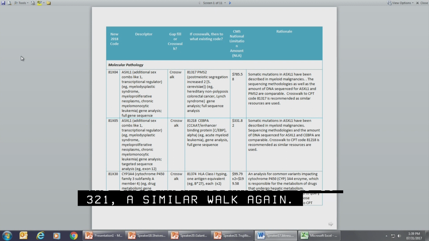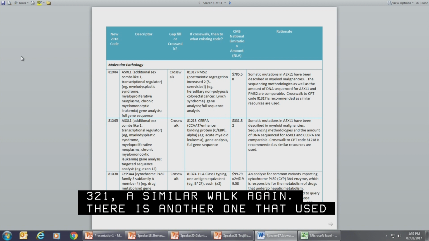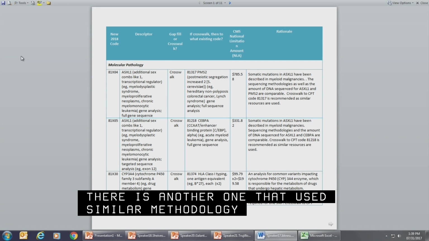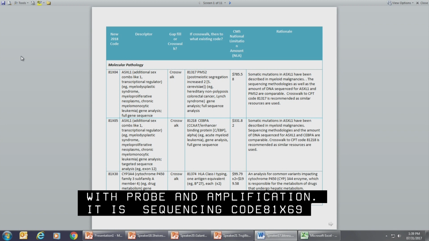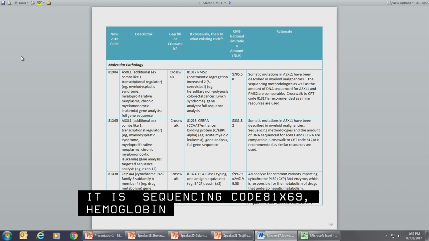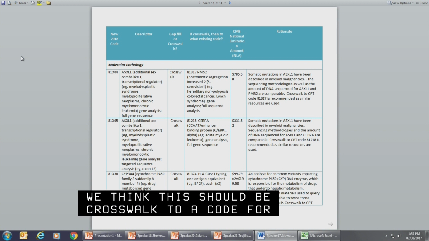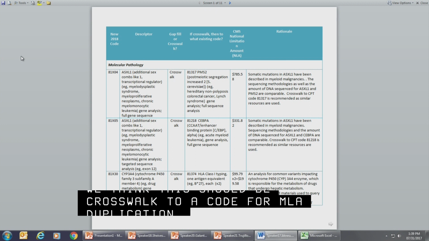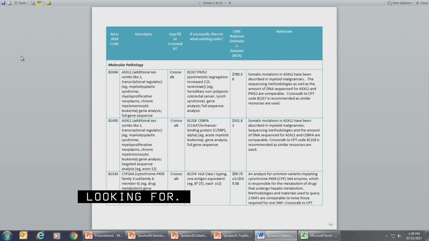Now, there's another one that uses similar methodology, MLPA, multiplex ligation-dependent probe amplification. That is CPT code 81X69, which is HPA, hemoglobin A1 and A2. And then this we think should be crosswalked to CPT code 81294, which is MLPA duplication deletion, because that is exactly what you're looking for in the code previously mentioned. Similarly, code 813X3 also looks for duplication deletion, and we also think it could appropriately be crosswalked to 81294.